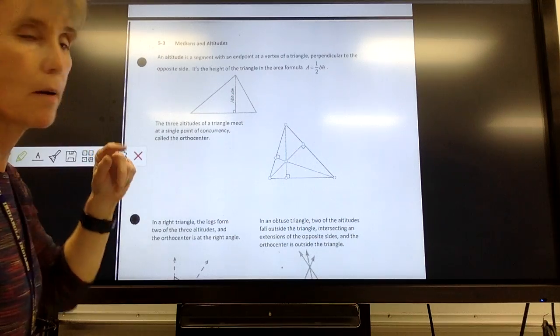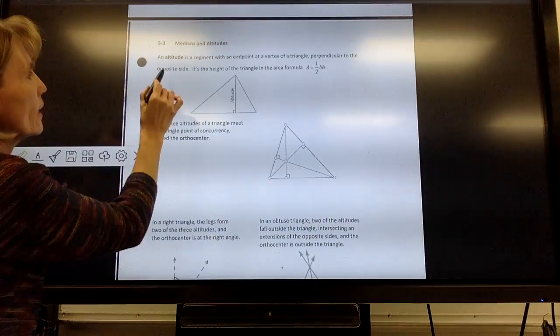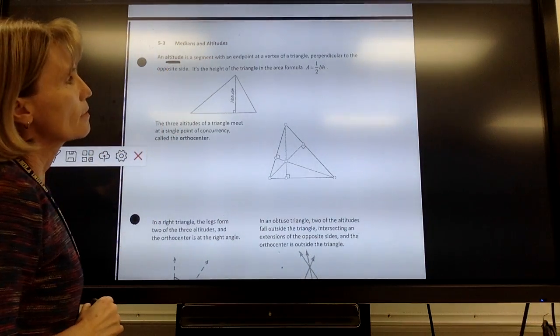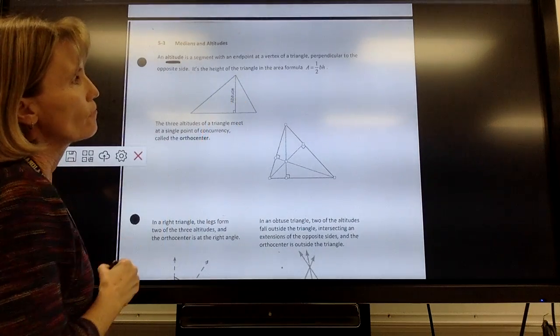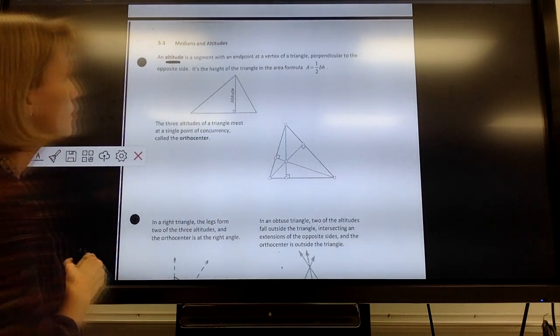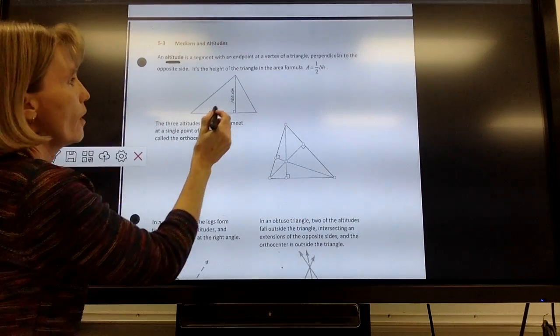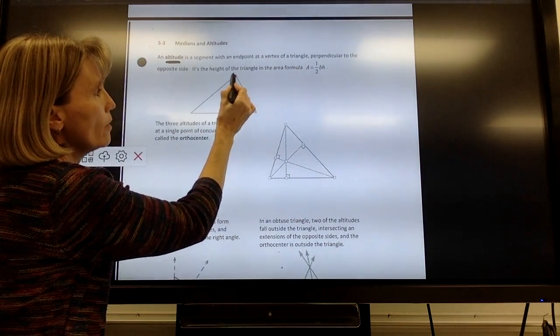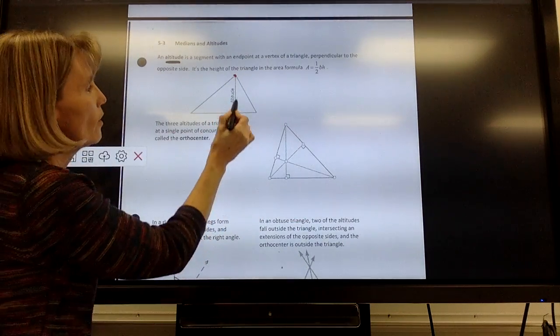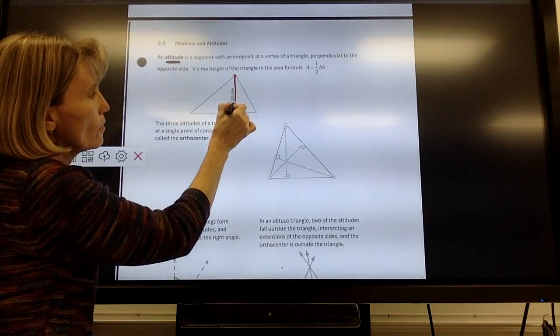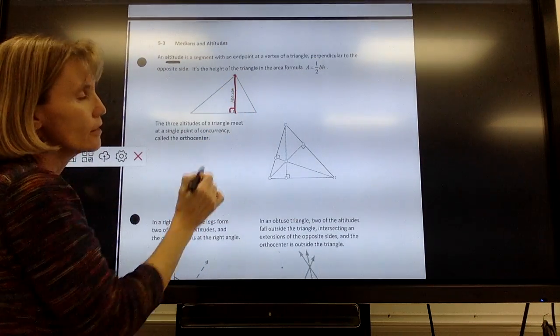Now we're going to talk about medians and altitudes. An altitude is a segment with an endpoint at a vertex of a triangle perpendicular to the opposite side. So it's going to start at one vertex of a triangle, and it's going to drop straight down, and it's going to create that 90-degree angle.